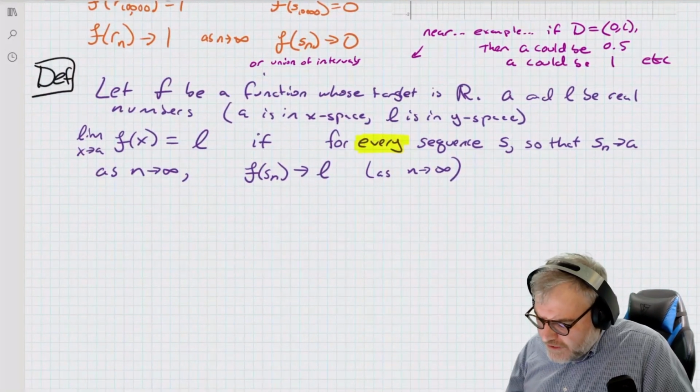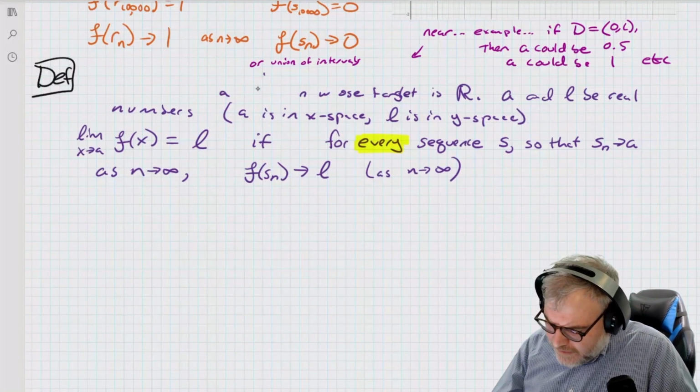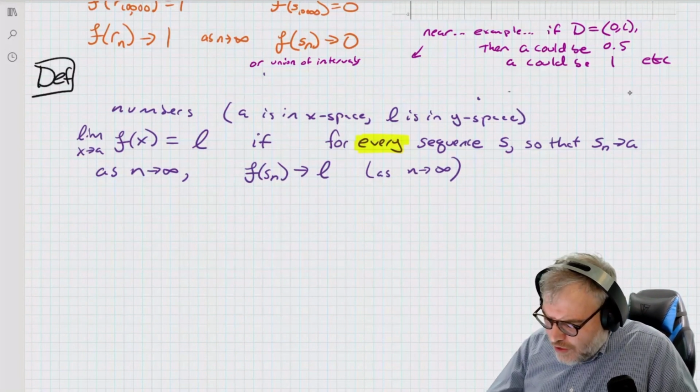So let f be a function. And again, this is too much. Let's just let f be in the x space, and let's do something simpler. Again, this is all preamble.